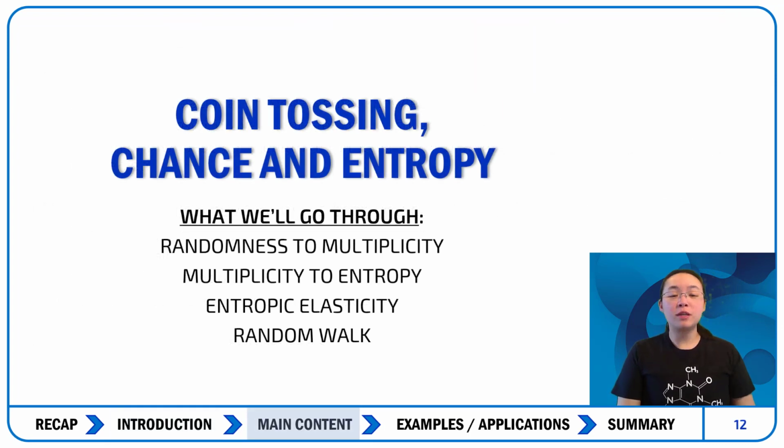Now, we talked about life being chancy and random, and it's time to talk about different elements of that. So we're going to go through coin tossing, chance, and entropy.